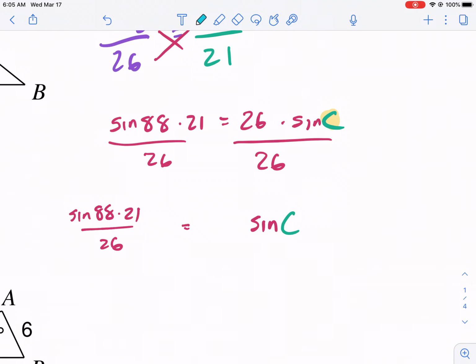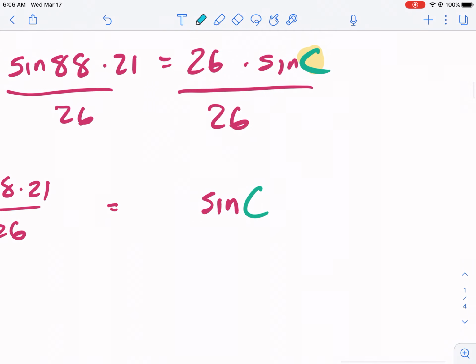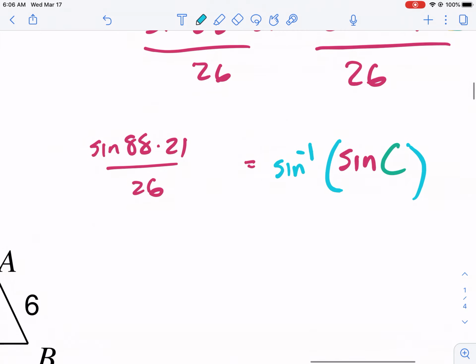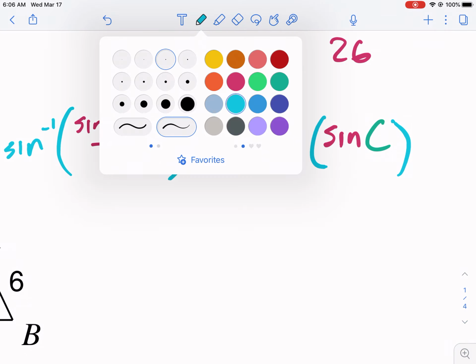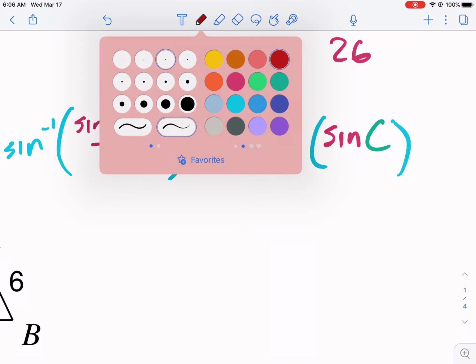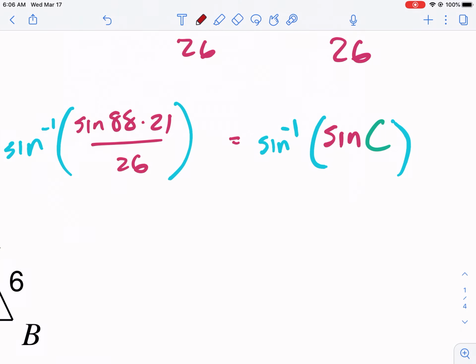Now, how do we get the C by itself? Right now it's being sined, so we have to do the opposite operation. This is inverse trig. Inverse sine undoes the sine. But if we do it to one side, we have to do it to both sides. So I'm going to cross off this and this. They cancel each other out. I'm left with just C on the right side.